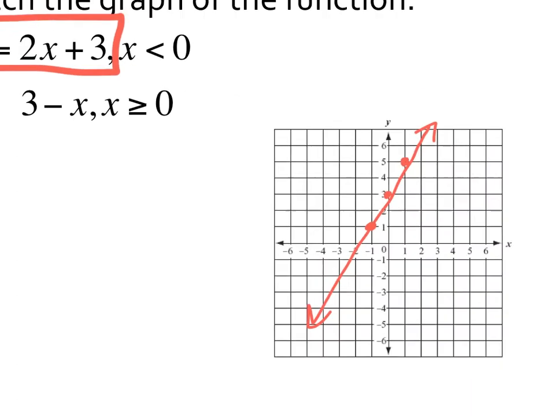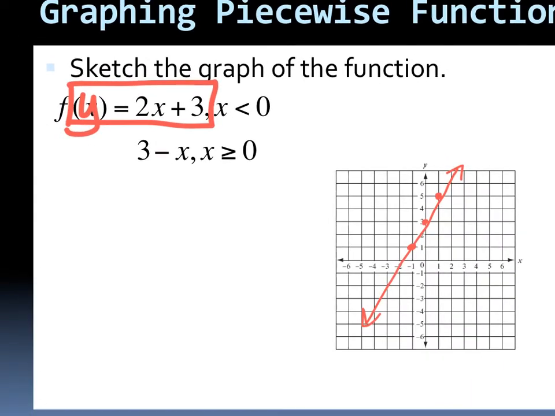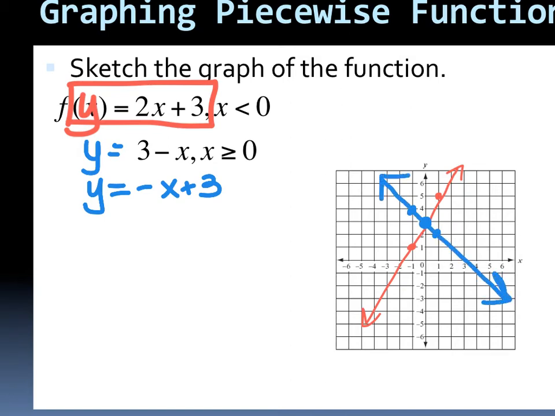And then I would do the next one. So y equals 3 minus x is the same thing as y equals negative x plus 3. Start at positive 3, down 1, right 1, or up 1, left 1. Draw myself the line. With me so far? Yeah.